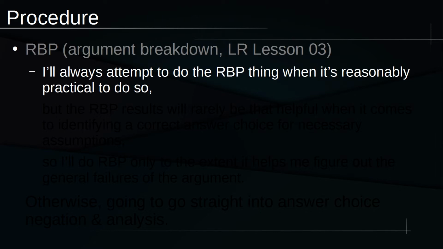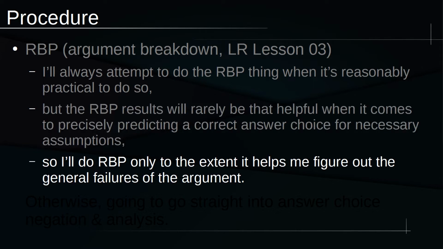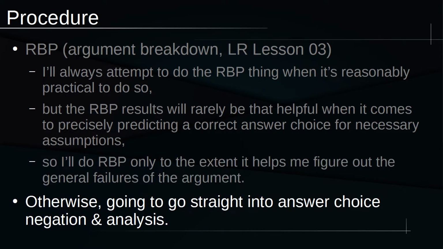So I'll always attempt to do the RBP breakdown when it's reasonably practical to do so, but in my experience, the RBP results will rarely actually be that helpful when it comes to precisely predicting a correct response for necessary assumptions. So I'll only do RBP to the extent that it helps me figure out the general failures of the argument, nothing really further. Otherwise, if I can't really feel like I get anything out of RBP, I'm just going to go straight into the choices. And then once I'm there, I'm going to do choice negation and analysis based on that.